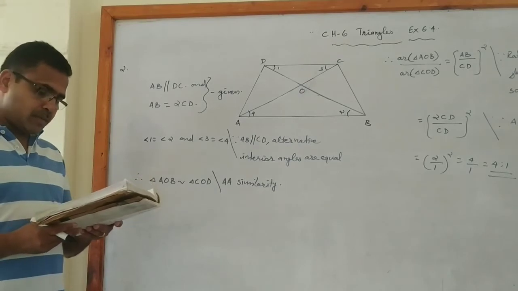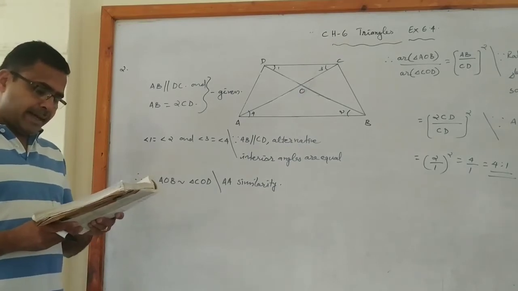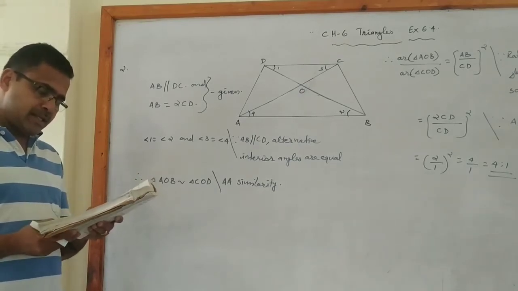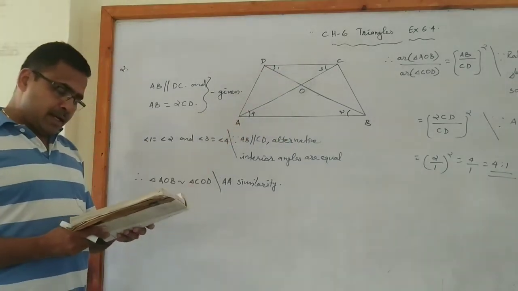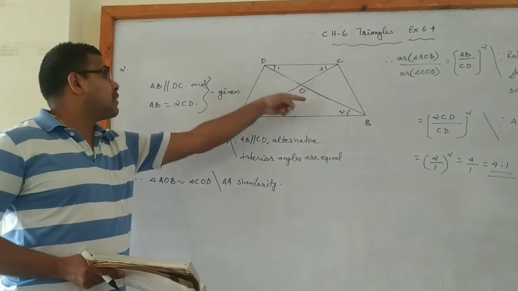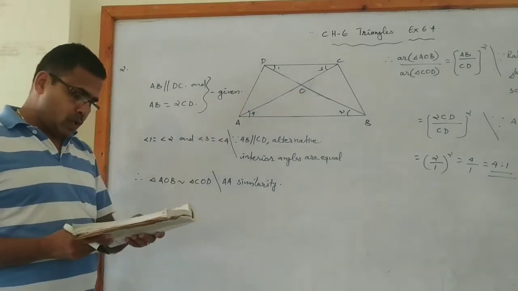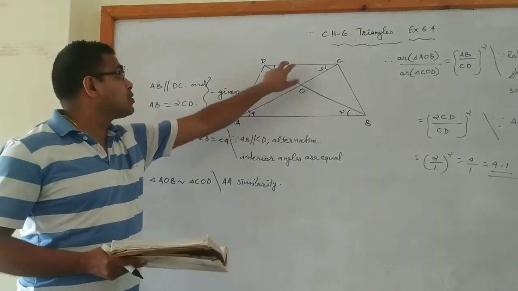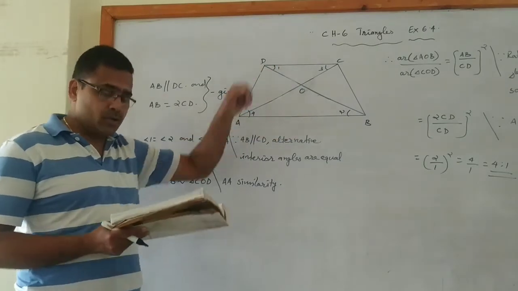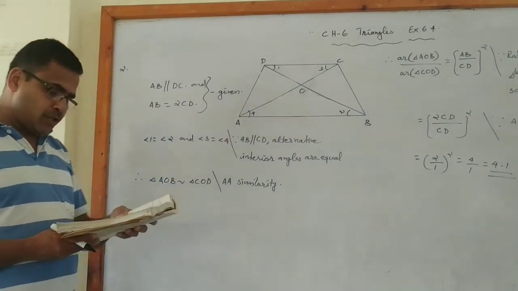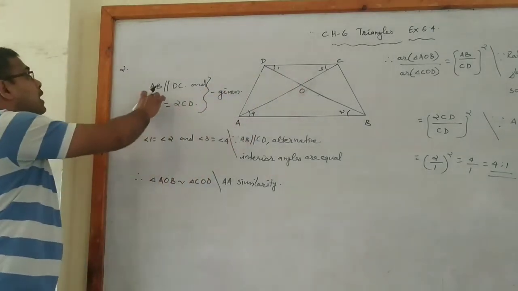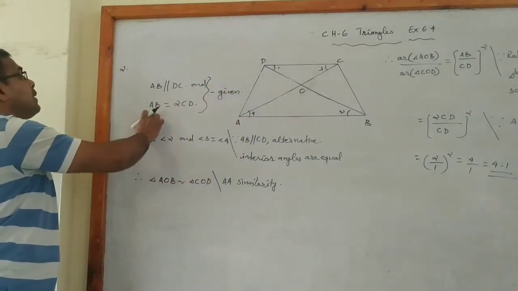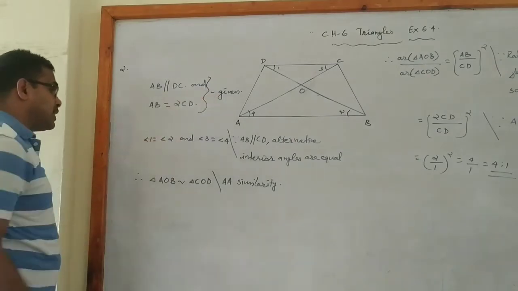Now coming to question number 2. What is question number 2? Diagonals of a trapezium ABCD with AB parallel to CD intersect each other at O. If AB equals 2CD, then find the ratio of the areas of triangles AOB and COD. Listen. AB is parallel to CD and AB equals 2CD, these two things are given in the question.